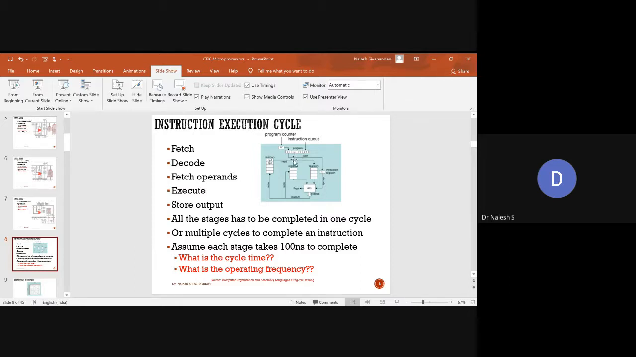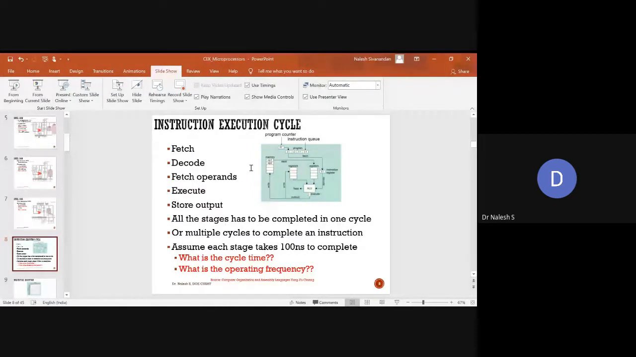Then the instruction will have some operands which need to be fetched from memory. So that is the next stage. Then you execute. Once you fetch the operands, you use these operands for some operations, like let's say add or subtract or whatever. That is the execute stage. And finally, the output is generated. The generated output is returned back. So this is a basic set of instruction stages in the processor, the instruction execution cycle.